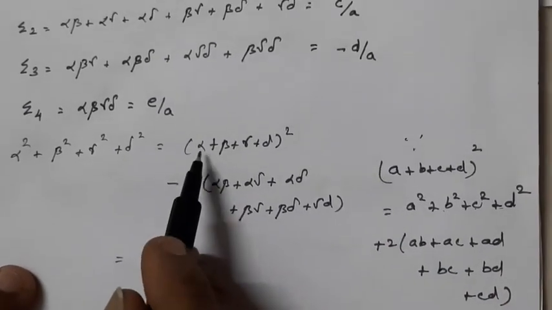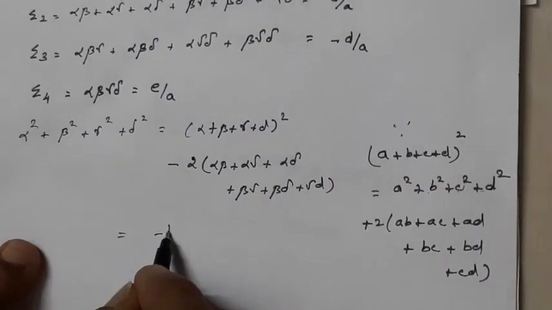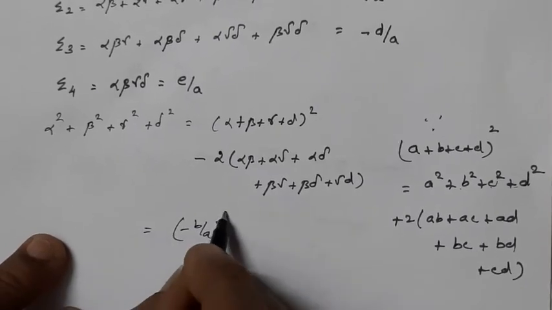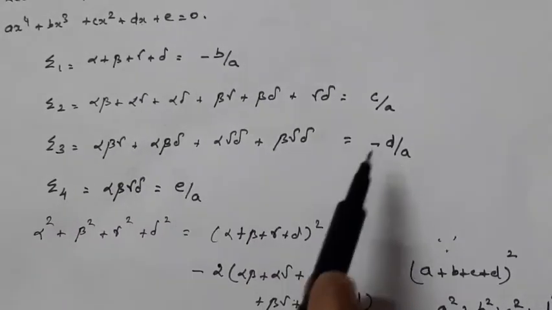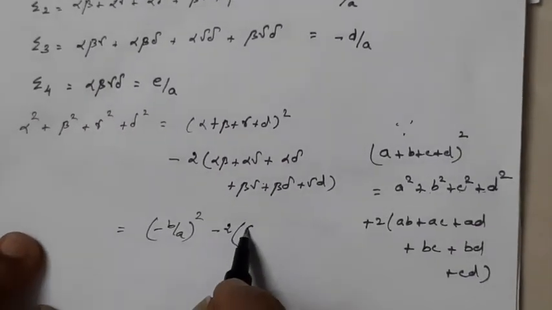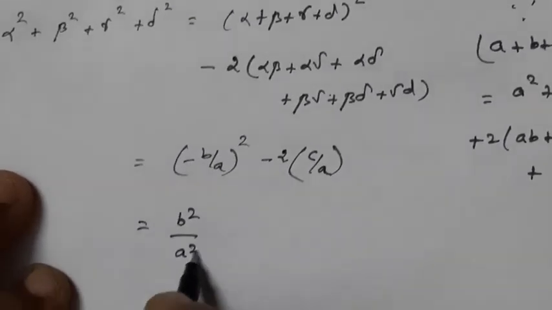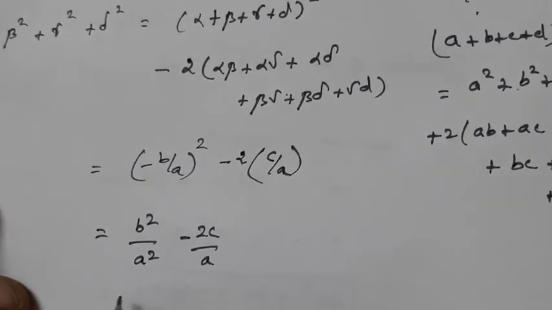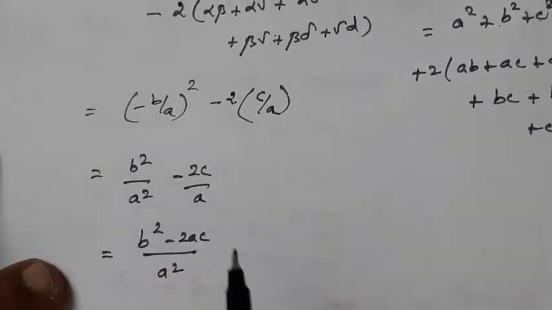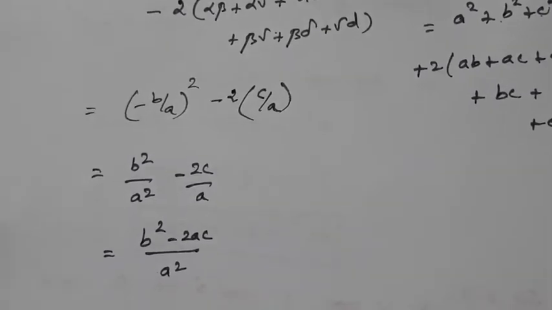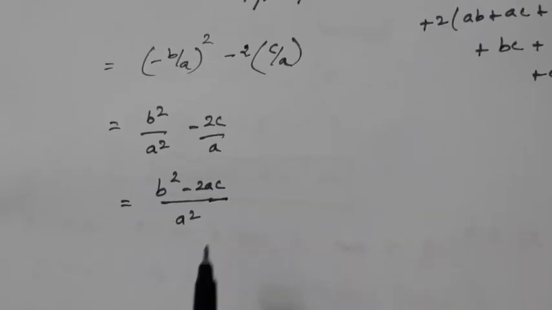Now you know the value of alpha plus beta plus gamma plus delta, that is sigma 1, as minus b by a. So substituting here, minus b by a the whole squared minus 2 into sigma 2, which is equal to c by a. So b squared divided by a squared minus 2c divided by a. Taking LCM as a squared, we have b squared minus 2ac. So what is the required value for the sum of the square of the roots? b squared minus 2ac divided by a squared, okay.